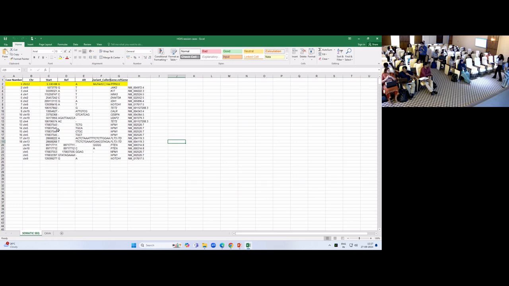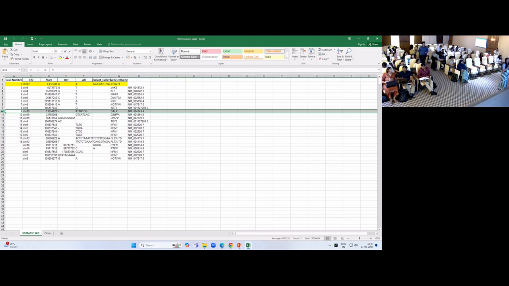The question is, if I have an Excel sheet, can I put it all together and get a list out again? Variant validator has a format for that. Batch validator is there, but you will have to give it in that specific format, like chromosome, start, codon. Batch validator can be done together, instead of entering once at a time, if you have an Excel sheet.